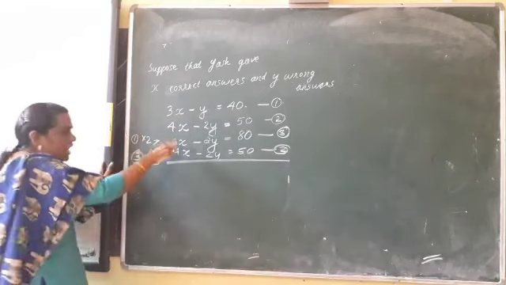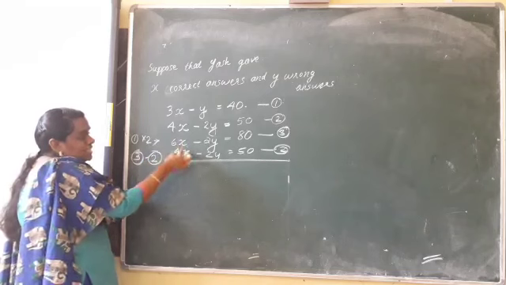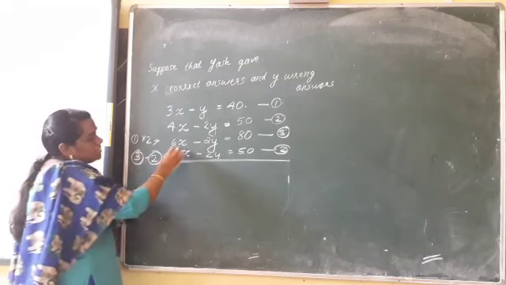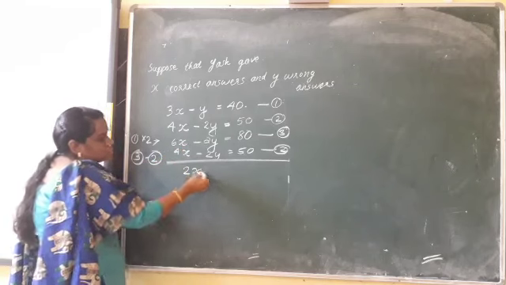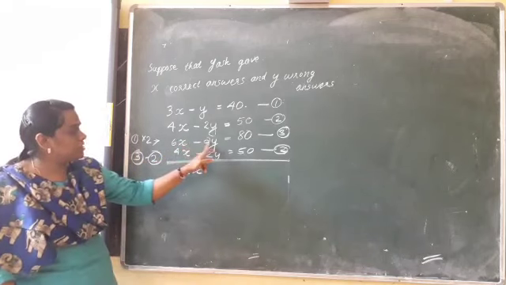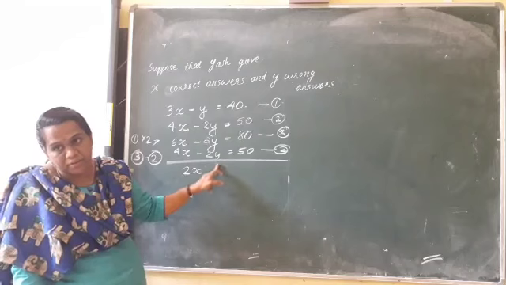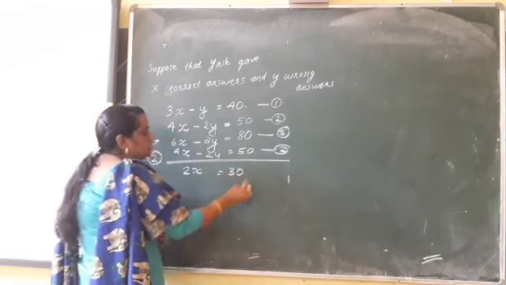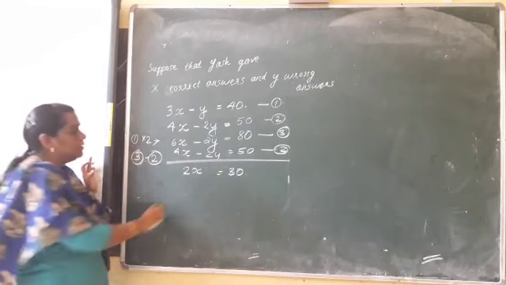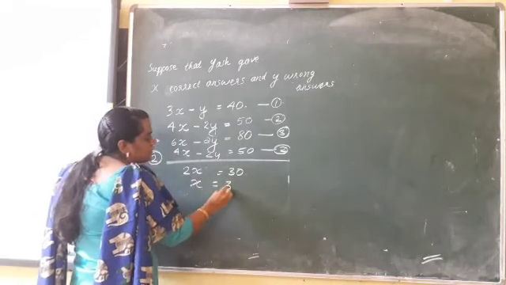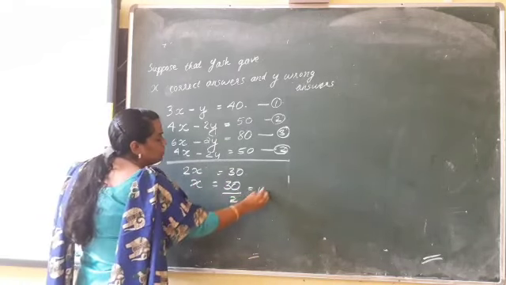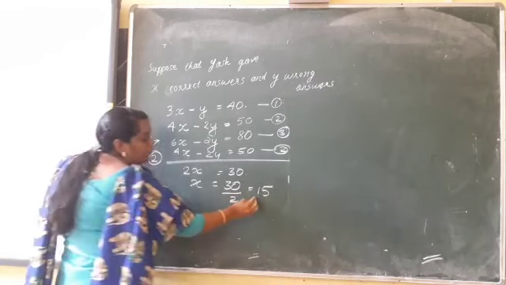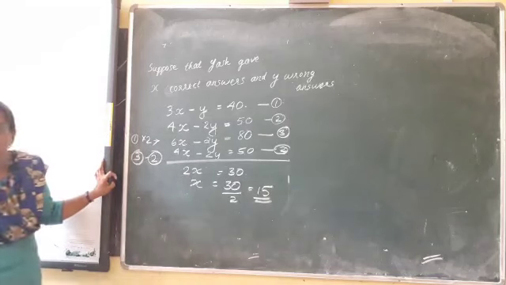I wrote it again and subtracting. 6x minus 4x. What is 6x minus 4x? 6 minus 4, 2x. Then minus 2y minus of minus 2y, cancelled. Then 80 minus 50, 30. 2x is equal to 30. x is equal to 30 divided by 2. We get 15. Then the number of correct answers is 15.